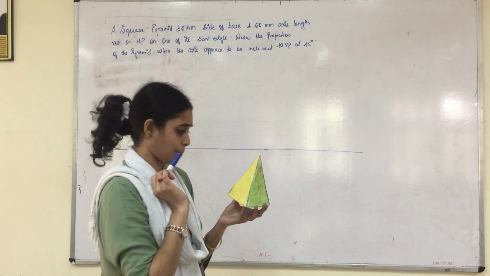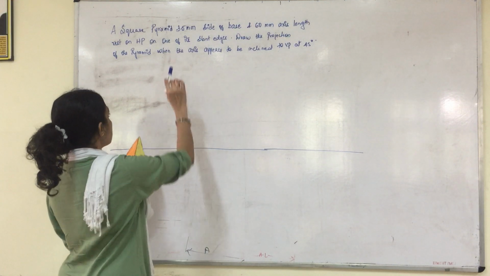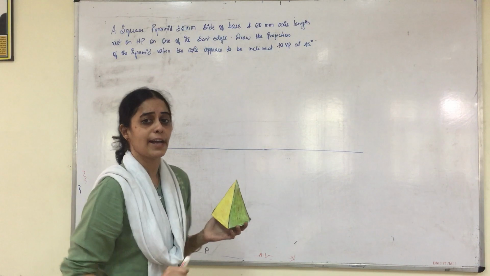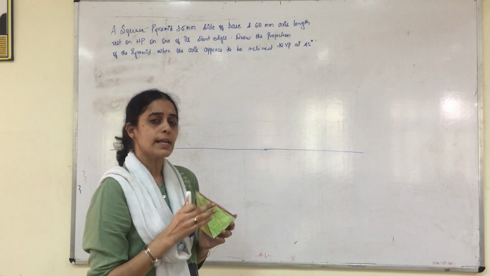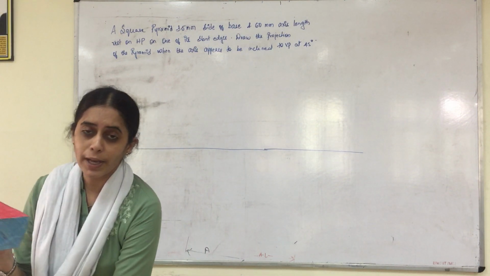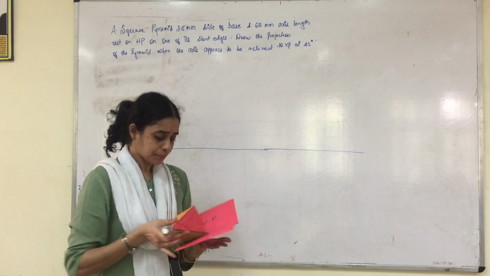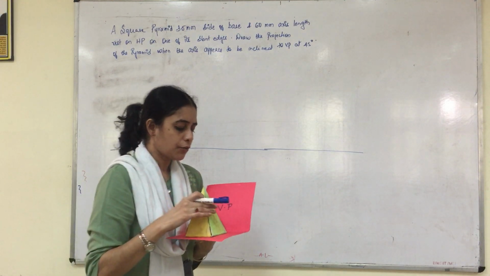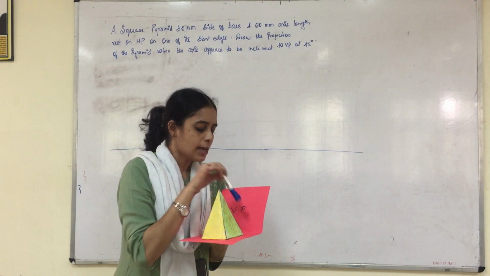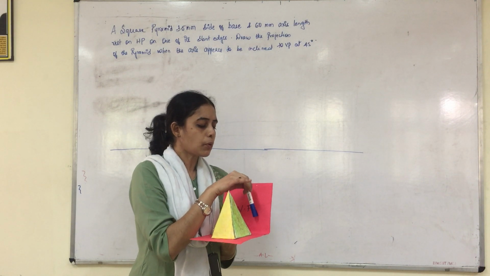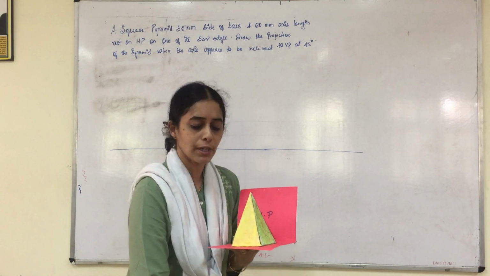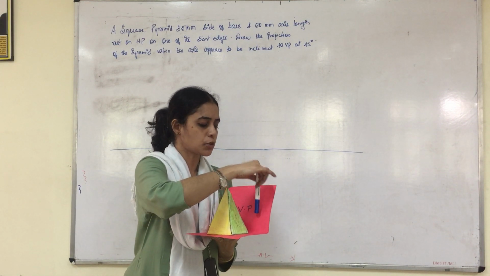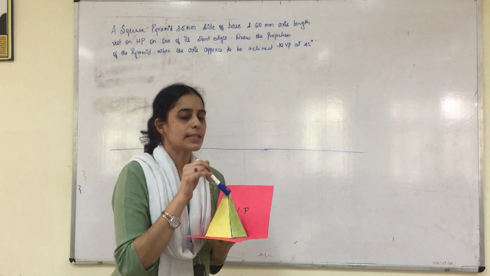So it is told that it is resting on one of the slant edges. Any one of the slant edges will be resting on our HP. If that has to be the case, how will the initial position of the square pyramid be? You cannot keep the square pyramid resting on one of its base edges. If you do, the projection in the front view will not give you anything related to the slant edges, because we would be projecting the vertical base edge to our VP. We need the slant edge.